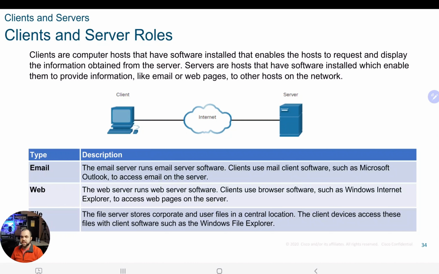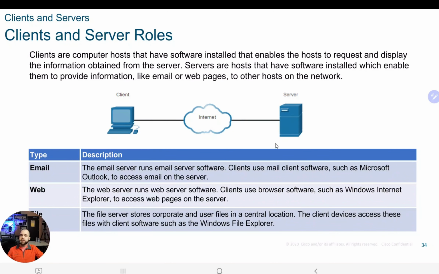Some of the main examples are email servers and email clients. The email server runs the serving software and serves up that service, whereas the client makes a request. In this example, using Microsoft, the server would be something like Microsoft Exchange, and the client software would be something like Outlook. You use Outlook to make that request. It's going to say, hey, I need that email, send it to me.